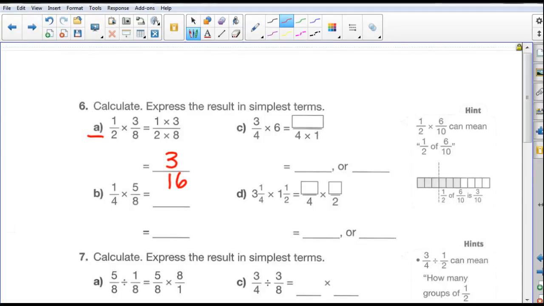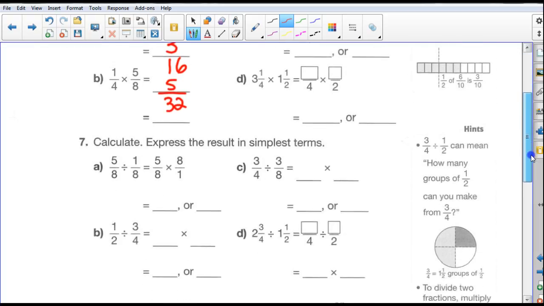That was really easy. Let's do one more, B. 1/4 times 5/8. Well, multiply the top: 1 times 5 is 5, and the bottom, 4 times 8 is 32. So very simple to do. Okay, you guys can do C and D. Let's go on to dividing.